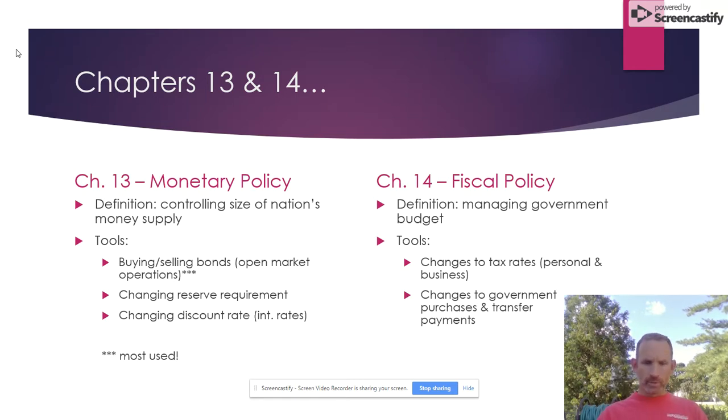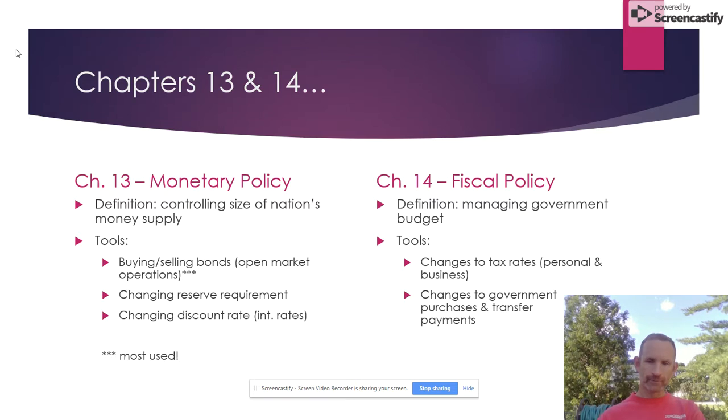And changing the discount rate or the interest rates. Realistically, the Fed only controls one specific interest rate. It's the rate on overnight loans that they make to banks. But when they change that rate, most interest rates tend to follow. So interest rates all move together, and realistically, they have a big effect on the interest rates. So those three tools are what the Federal Reserve uses to operate monetary policy.